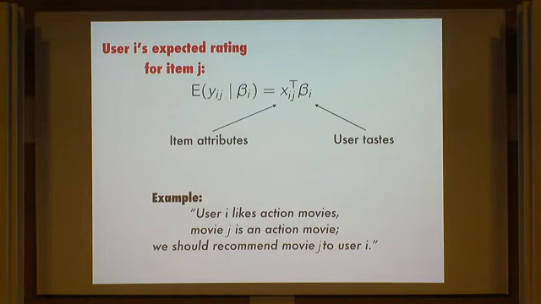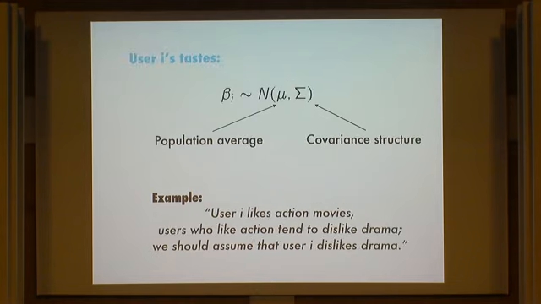Okay, so in this way, I'm predicting the tastes based on the attributes of the movies. And please stop me at any time if there are questions. Okay, what's the other part of the model? That's the hierarchical part.